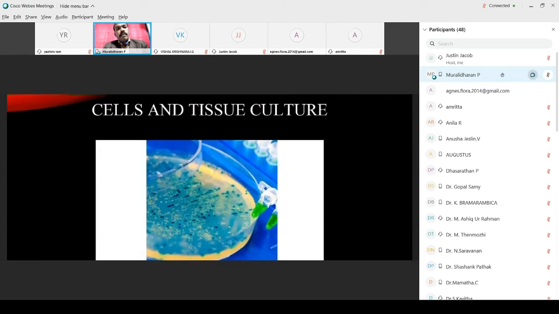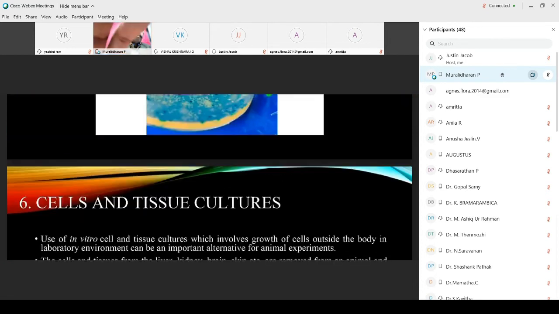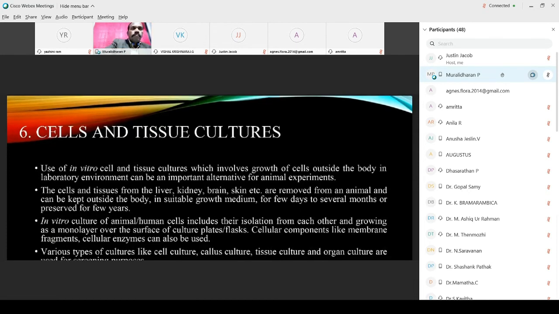And then the next type of alternative is cells and tissue culture. The use of in vitro cell and tissue cultures, which involves the growth of cells outside the body in a laboratory environment, is an important alternative for animal experiments. The cells and tissues from the liver, kidney, brain, skin, etc., are removed from an animal and kept outside the body in a suitable growth medium for a few days to several months, or they can be preserved for years also.